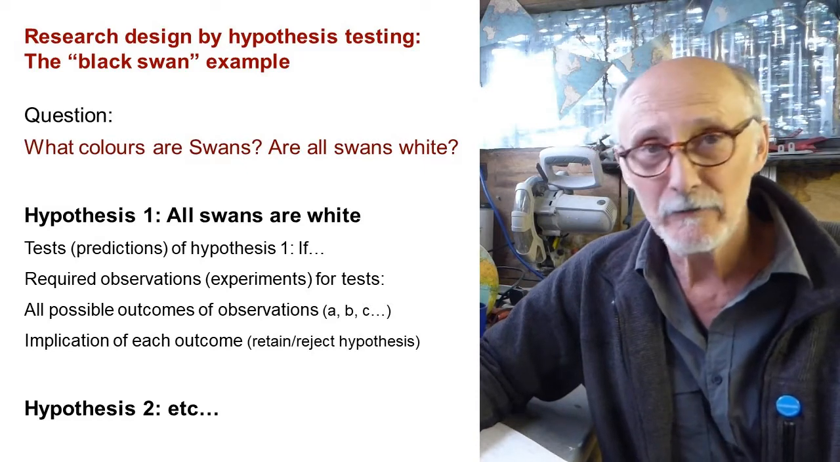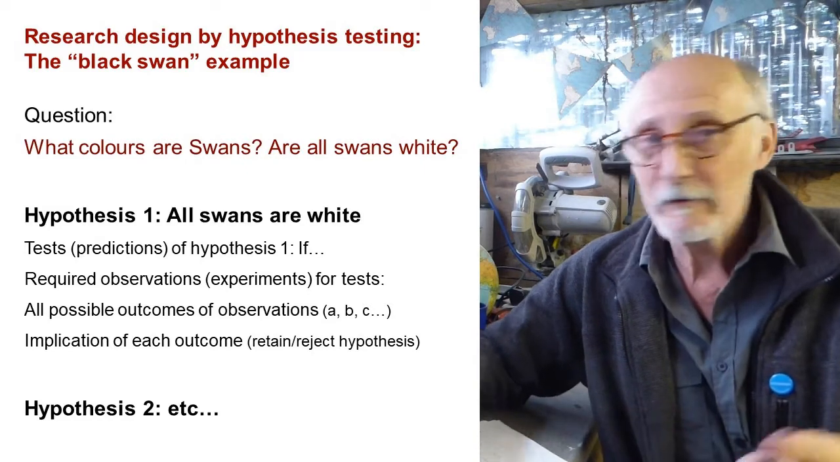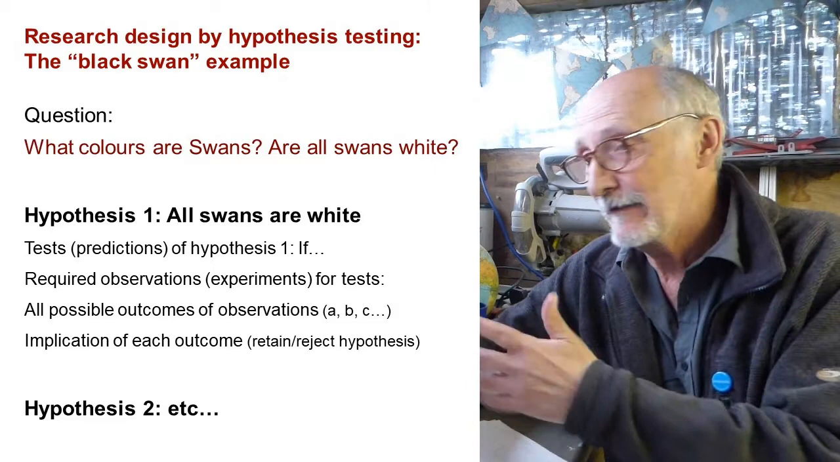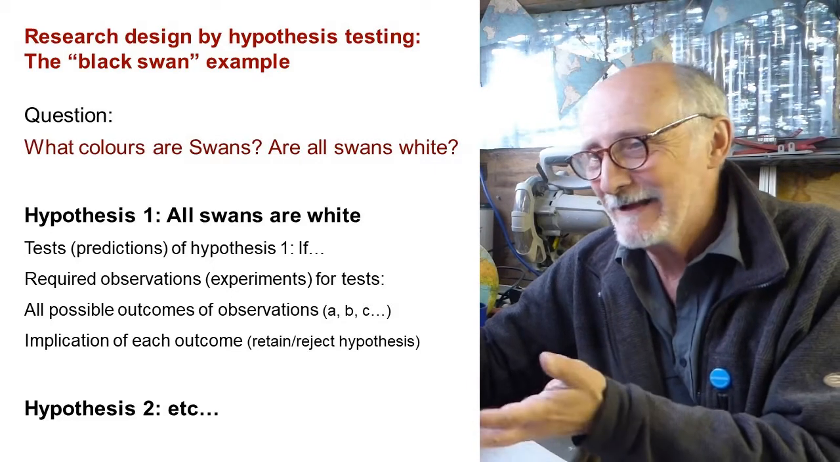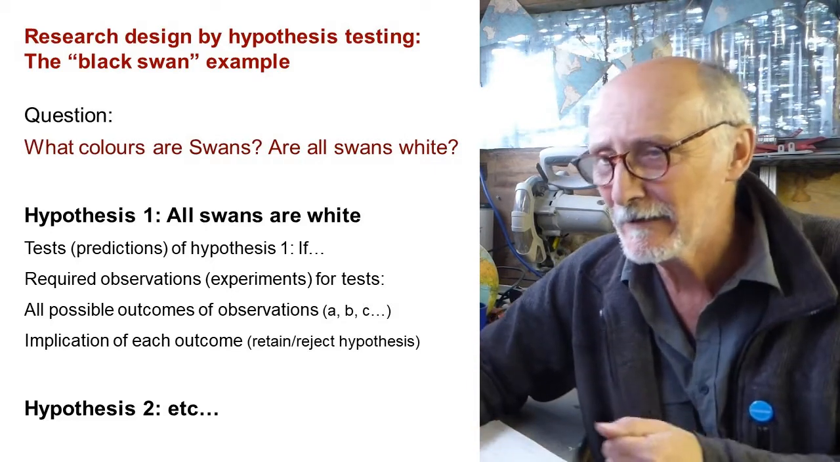Well, we might find only white ones. We might find white ones and other colours as well. We might find that there are only other colours. They're all black and blue and green and there are no white ones.